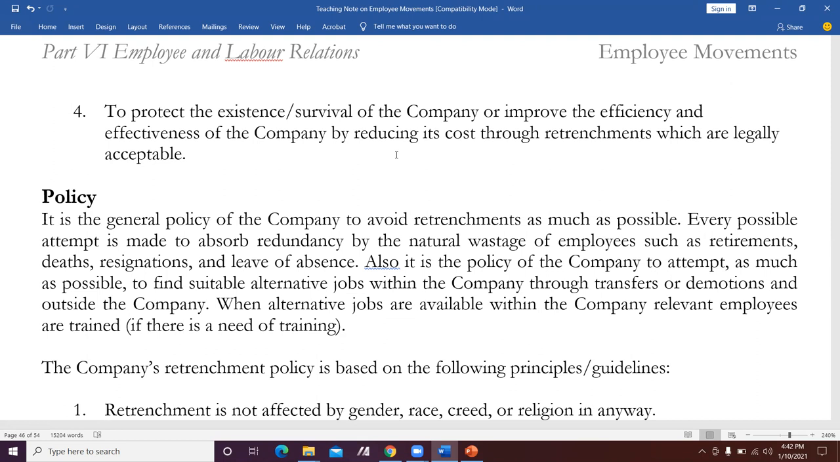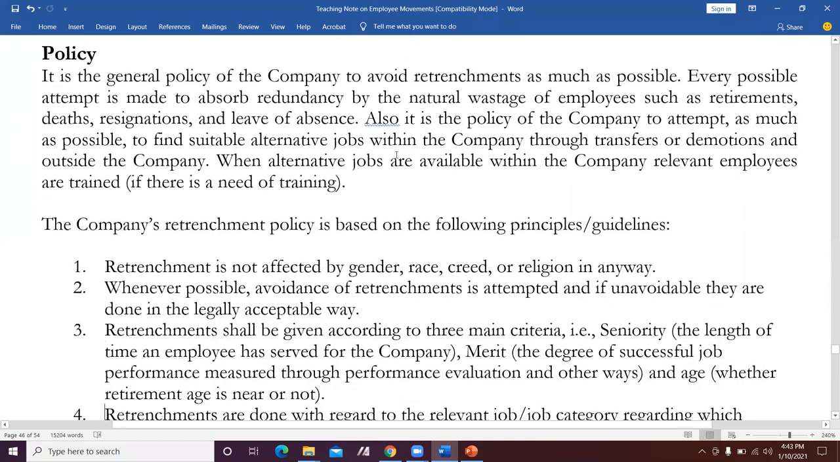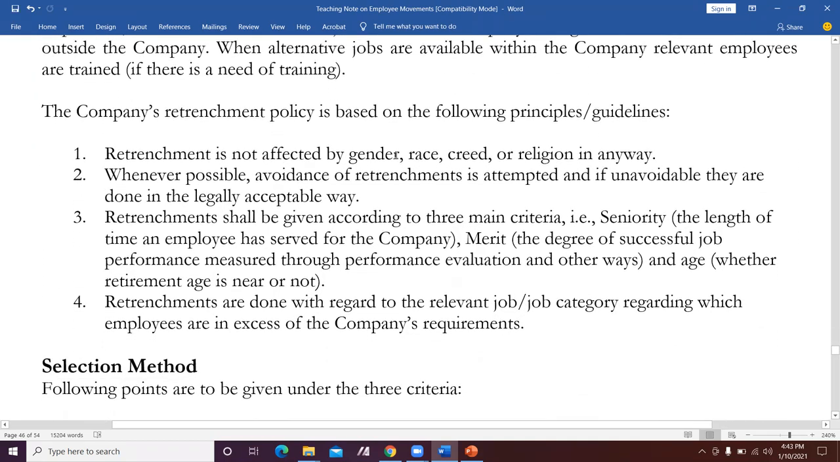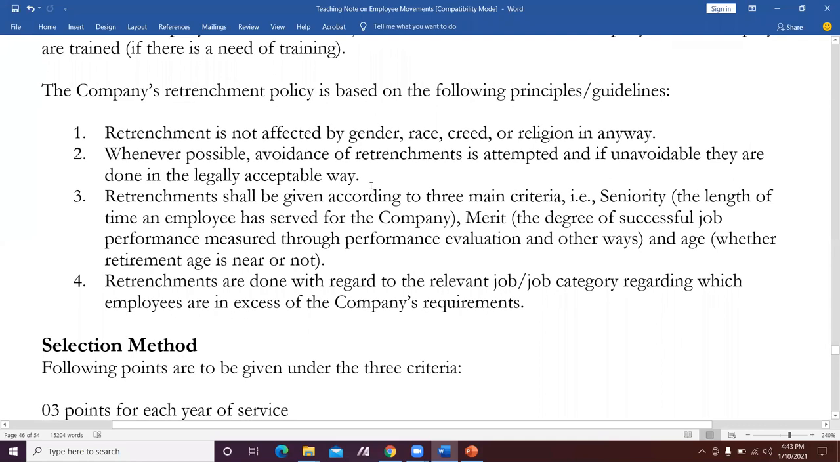Okay, so likewise, the retrenchment policy is based on the following principles. When we retrench, we don't consider gender. Normally, preference is not given to women employees, usually. There is a possibility, because of maternity leave and other things. That is very unfair. Never forget that female employees may be mothers, great mothers of great male employees.